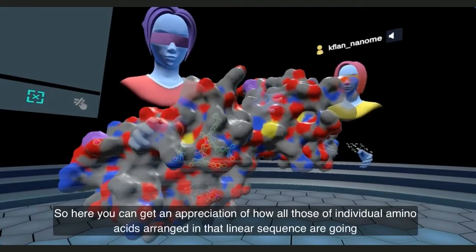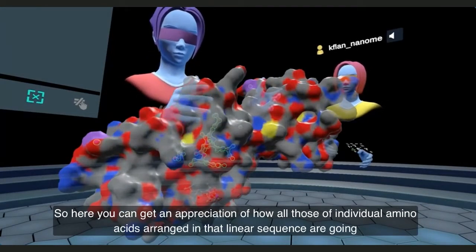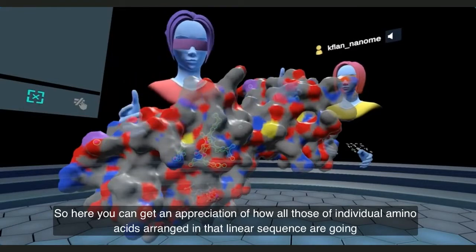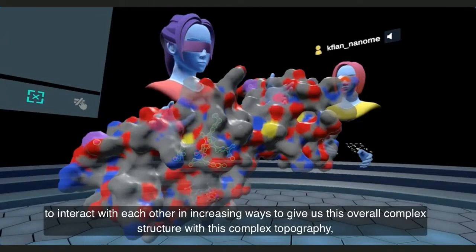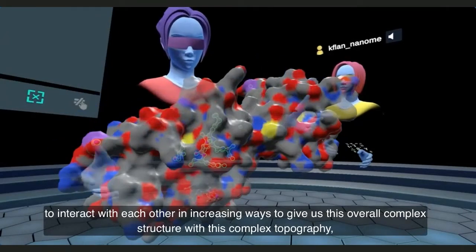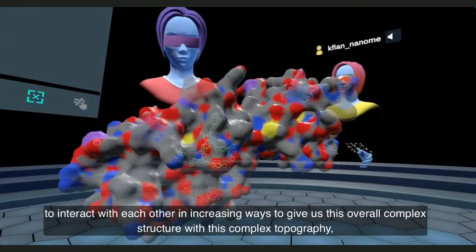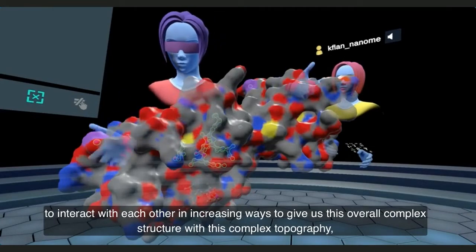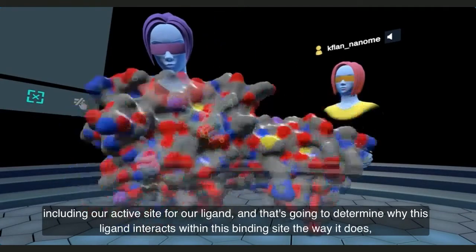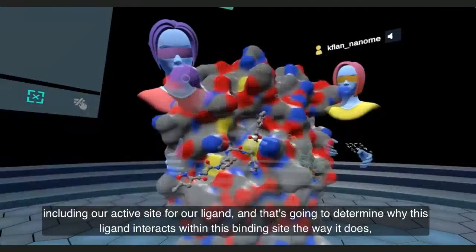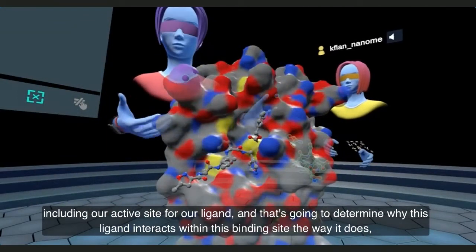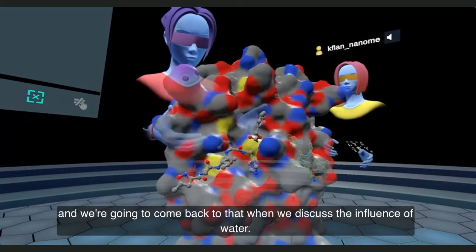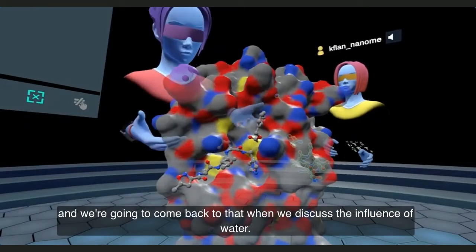So here you can get an appreciation of how all those individual amino acids arranged in that linear sequence are going to interact with each other in increasing ways to give us this overall complex structure with this complex topography, including our active site for our ligand. And that's going to determine why this ligand interacts within this binding site the way it does. And we're going to come back to that when we discuss the influence of water.